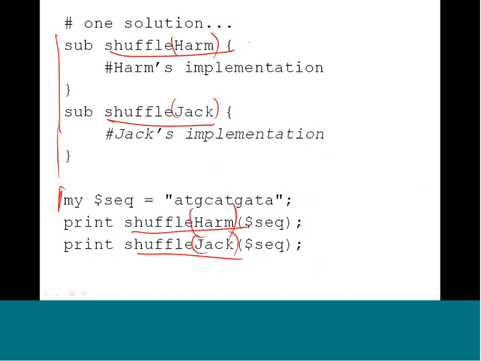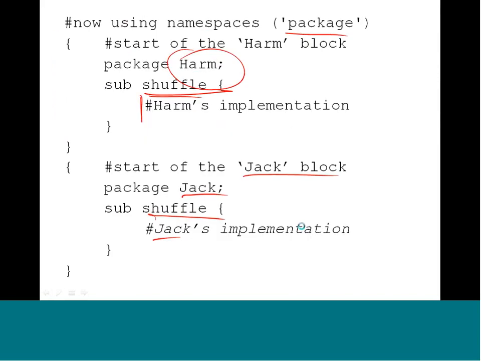So one way to come up with a solution is basically embed their names into the function. So it is Shuffle Ham and Shuffle Jack. Yeah, we can do this, but this is again cumbersome, and it's very subjective, so we cannot really implement this.